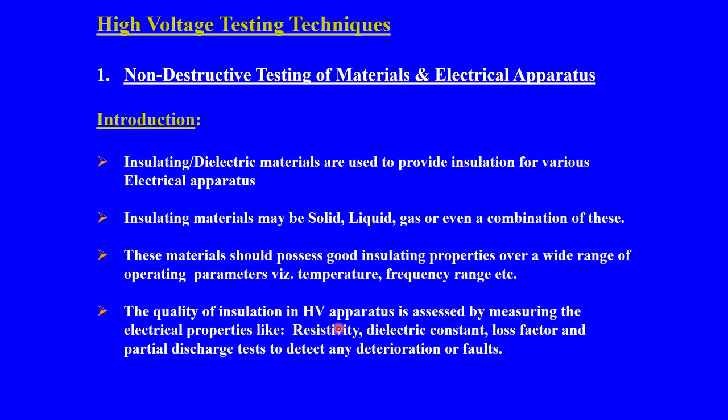The quality of insulation, particularly in any high voltage apparatus, is assessed by measuring the electrical properties like the resistivity, dielectric constant, loss factor or tan delta, partial discharge, to detect any deterioration or faults that exist in the materials.